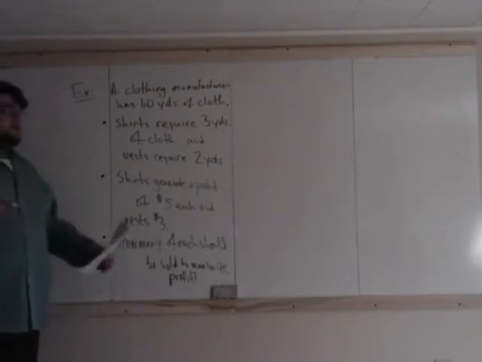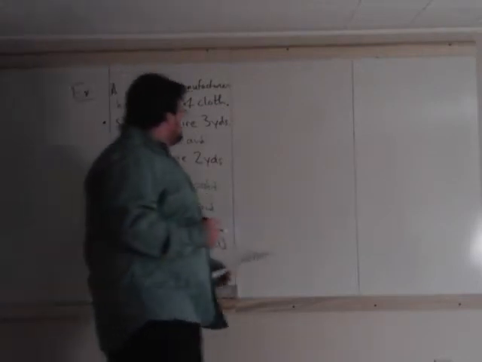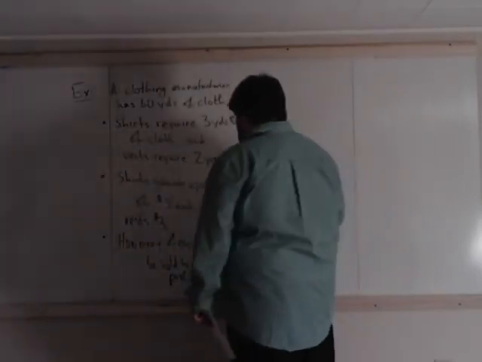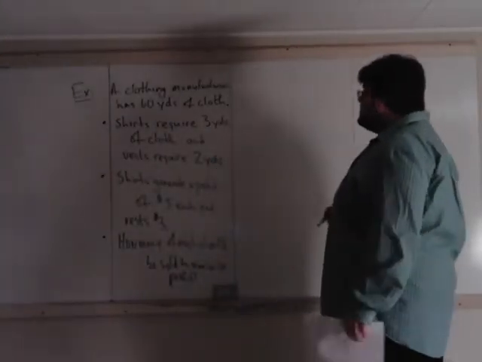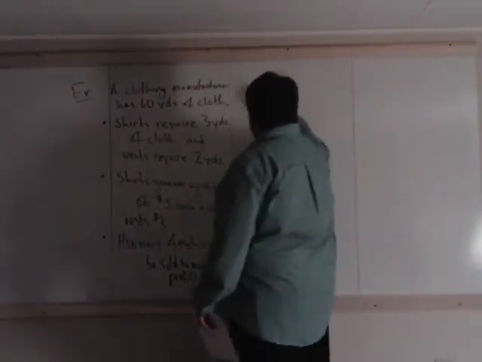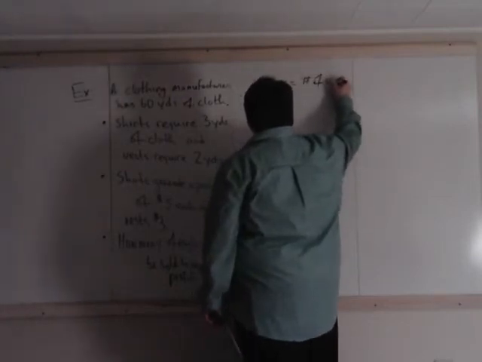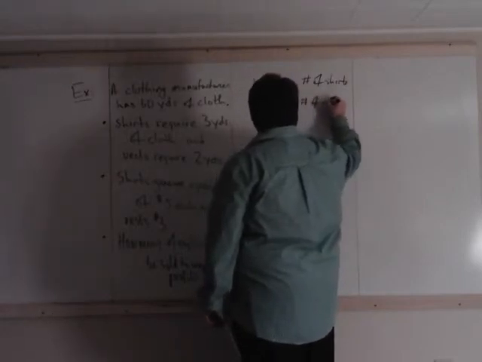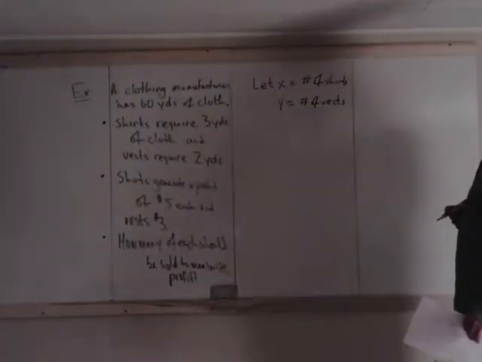And here we're going to see that a couple observations on lines will help us find the maximum profit for this system. So first, what should we do first? Let's define the variables first. Let's let X be the number of shirts sold, and let's let Y be the number of vests sold. Because now with this we can set up a profit equation.